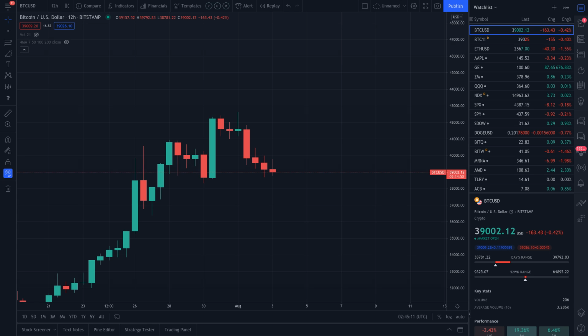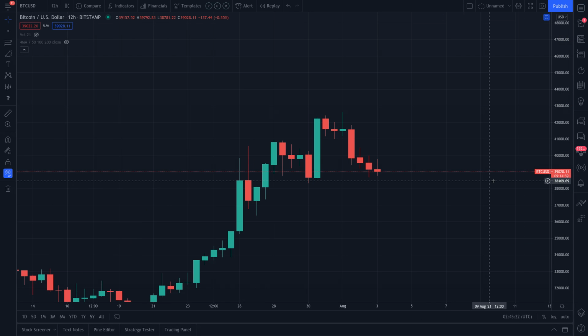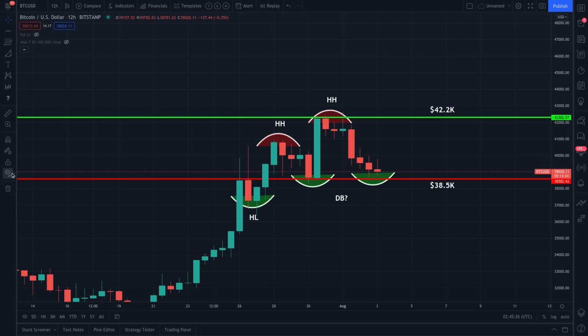So today is August the 2nd, 2021, and the current price of Bitcoin is $39,002.12, slightly negative 0.4% for the day. Okay, all right, guys, so welcome back. Here is the analysis, here are the lines. Really simple. Okay, I'll explain everything.